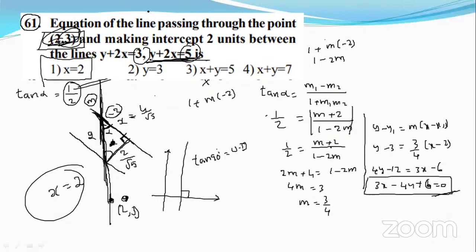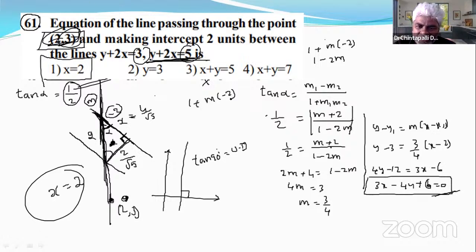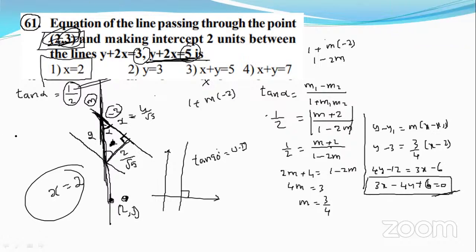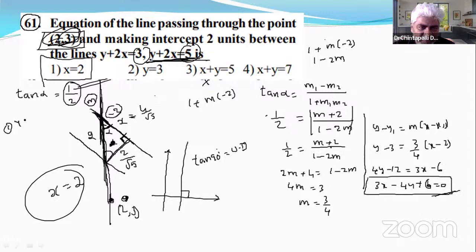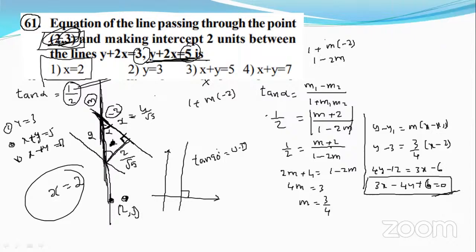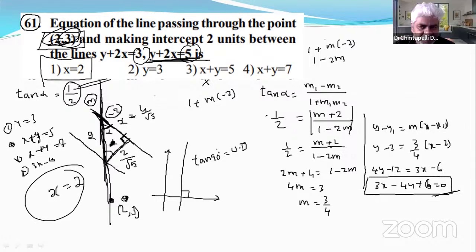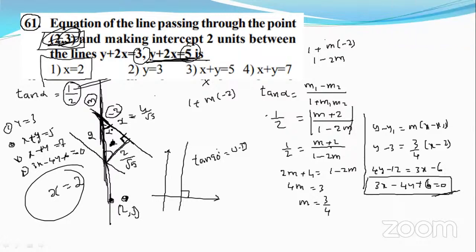Of course, there may be four options like this. Option one is y is equal to 3. Second option is x plus y is equal to 5. Third option is x plus y is equal to 7. And fourth option is 3x minus 4y plus 6 is equal to 0. And what is your option?